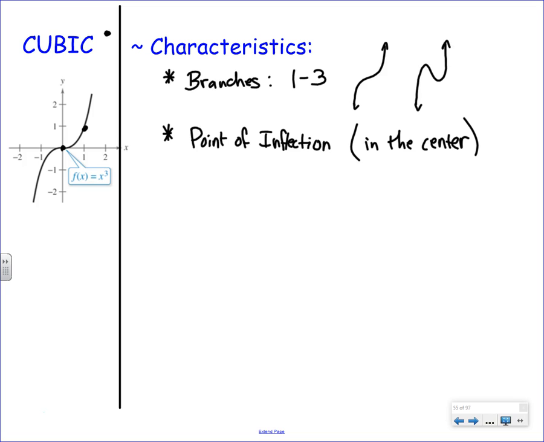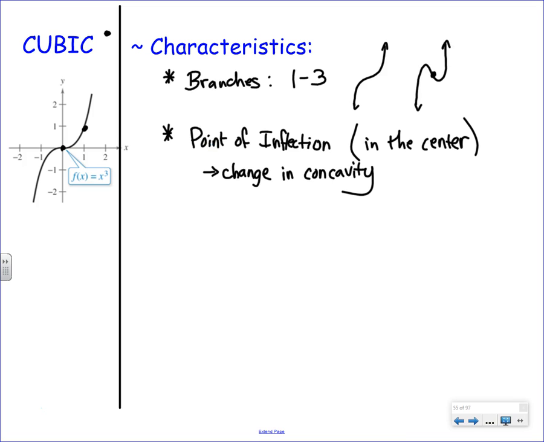You can see it a little better maybe in this one. Maybe this makes a little more sense with the voice thing. You have a change in concavity at the point of inflection. Anyway, the point of inflection marks the change in concavity.